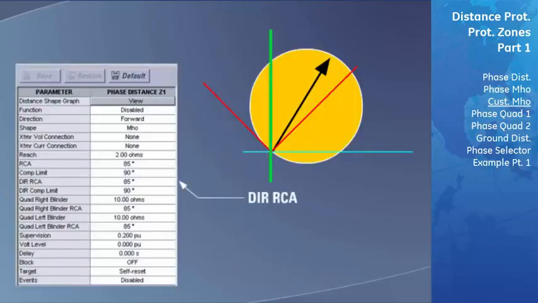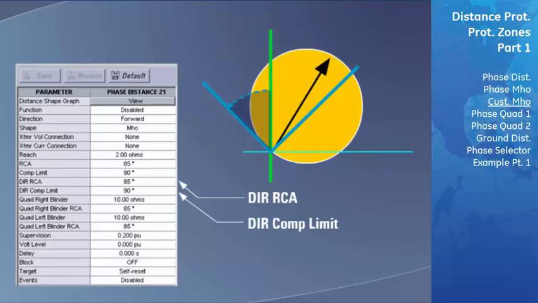The Directional Reach Characteristic Angle, which is labeled DIR-RCA, is a line that sets the midpoint of the area being cut off of the Mho circle. This setting is specified as an angle away from the x-axis, or the resistive direction on the RX diagram. The Directional Comparator Limit Angle, which is labeled DIR complement, sets how far away from the Directional Reach Characteristic Angle will be cut off from the Mho circle.